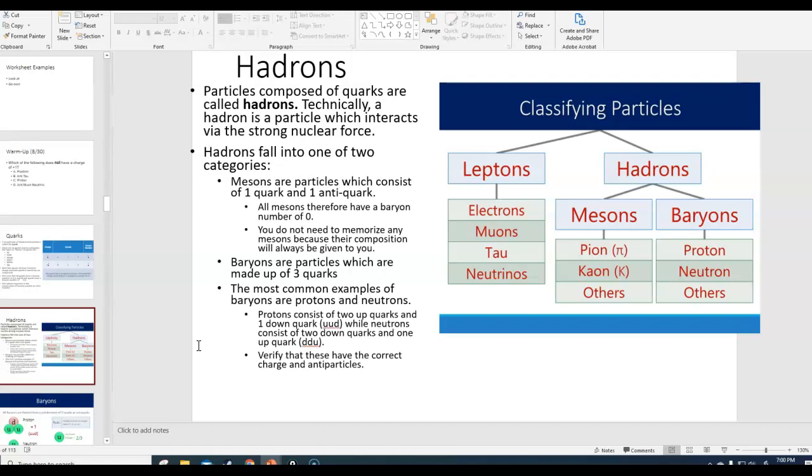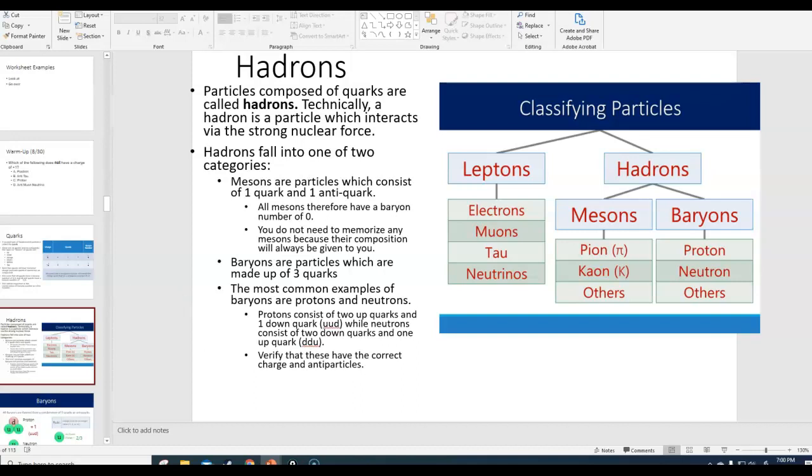A baryon is a hadron, meaning it's made of quarks, and a baryon is a particle which consists of 3 quarks. By far the most common examples of baryons are protons and neutrons. Protons and neutrons are not fundamental particles, they are made of smaller particles. Specifically, as we'll see on the next slide, a proton consists of 2 up quarks and a down quark, and a neutron consists of 2 down quarks and an up quark.